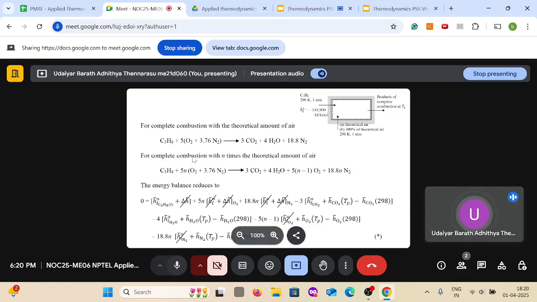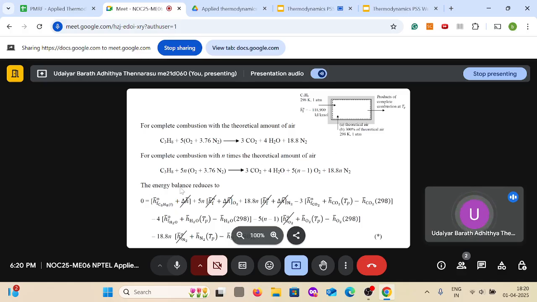So for complete combustion with theoretical air, we have to multiply with the theoretical air constant. So this is how the expression will look. Propane plus 5n times the amount of theoretical air, O2 plus 3.76 N2, will give you 3 CO2 plus 4 H2O plus 5n minus 1 O2 plus 18.8n nitrogen.